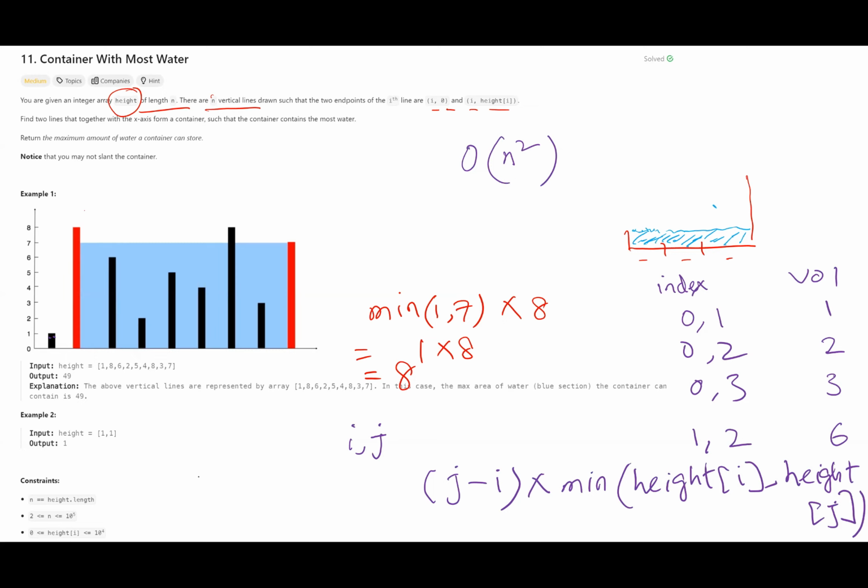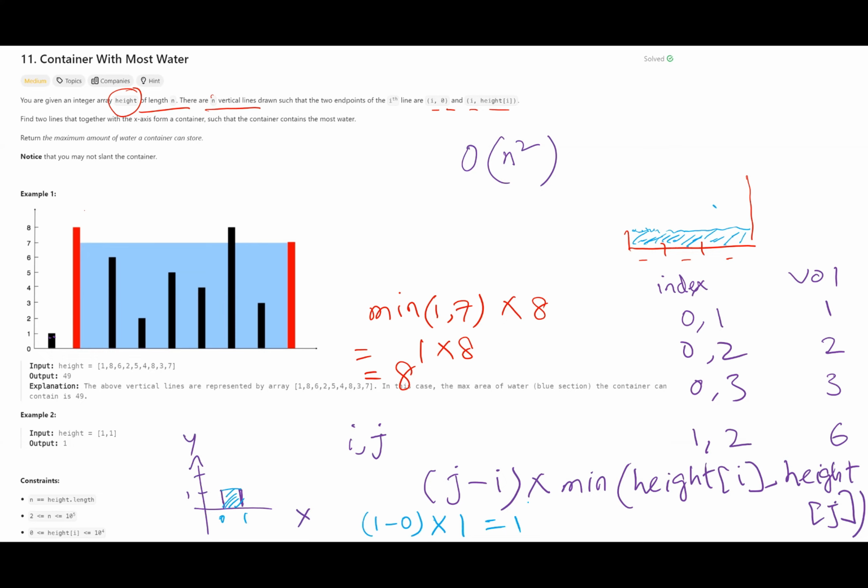Okay, so for the second example, you see we have only two walls. This is the y-axis, this is the x-axis. We have just two walls. One is 1. The second one is also 1. So obviously we have just one container. This is index 0 and this is index 1, right? It will be 1 minus 0 into the minimum of 1 and 1, that is 1. So the amount of water is going to be 1. So that is the order of n square solution.